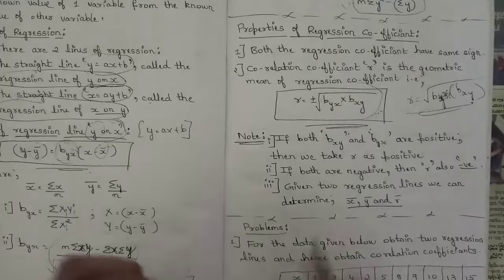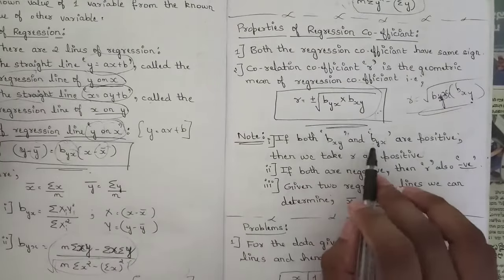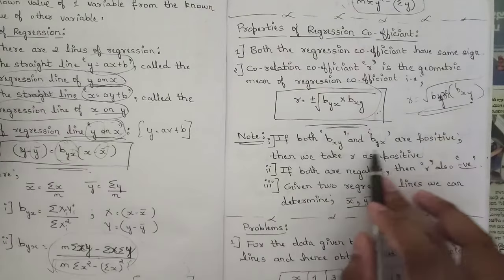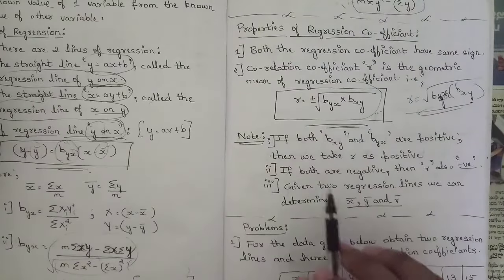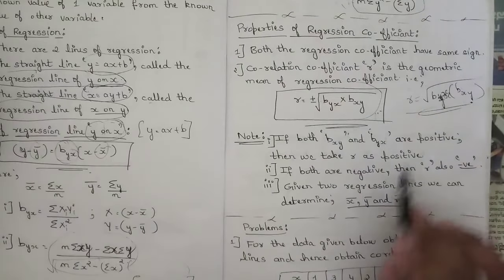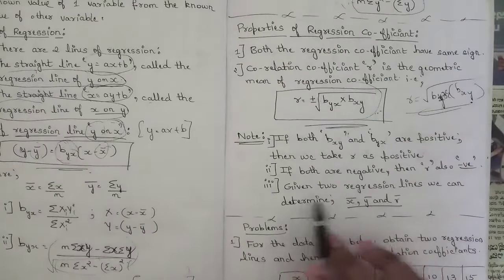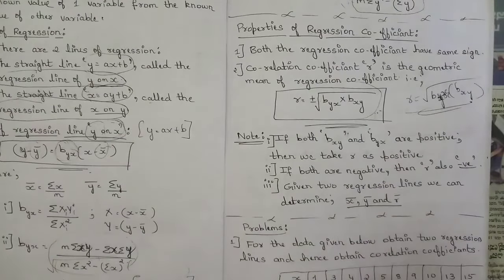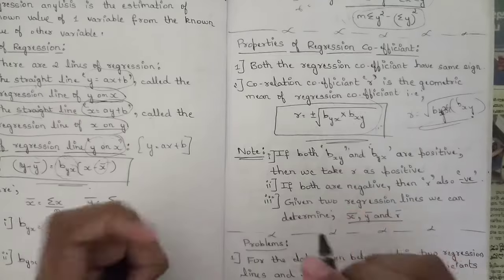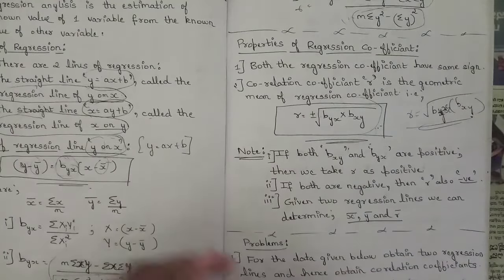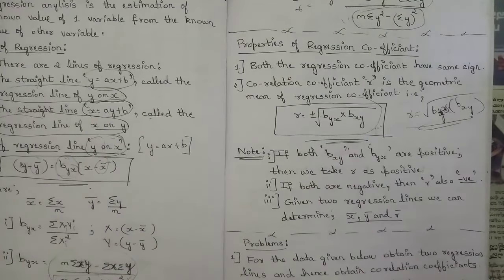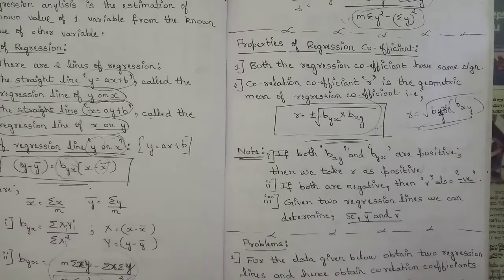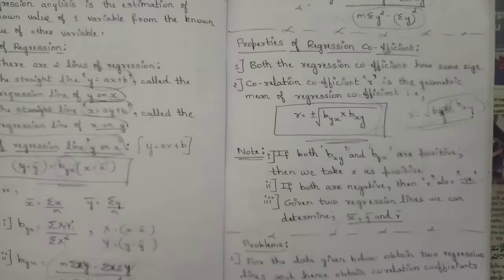So if both bxy and byx are positive, then we take r, the coefficient of correlation, as positive. If both are negative, then r would also be negative. So given two regression lines, we can also determine x bar, y bar and r. So this was all about the deep concept of regression. Now we are going to discuss a few problems so that you will be clear about the concept.